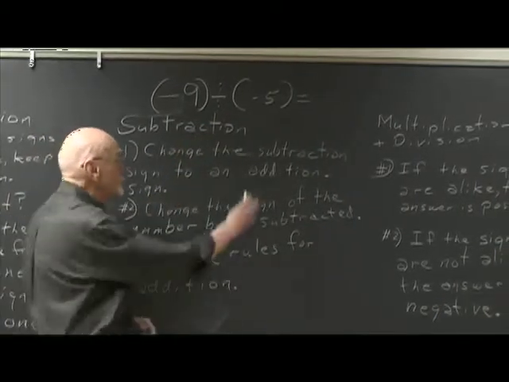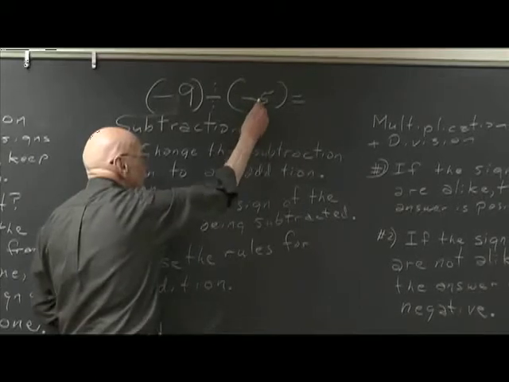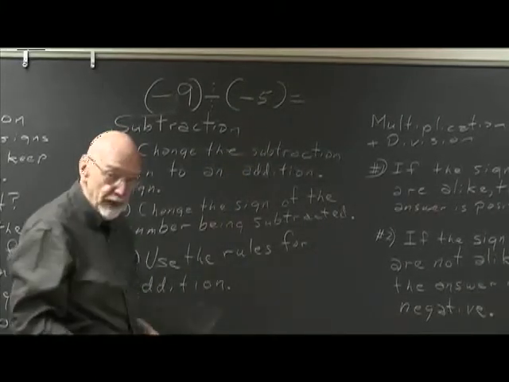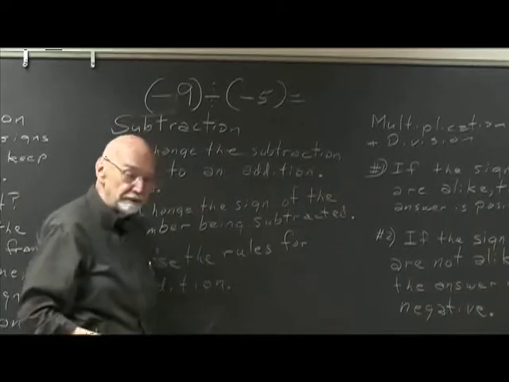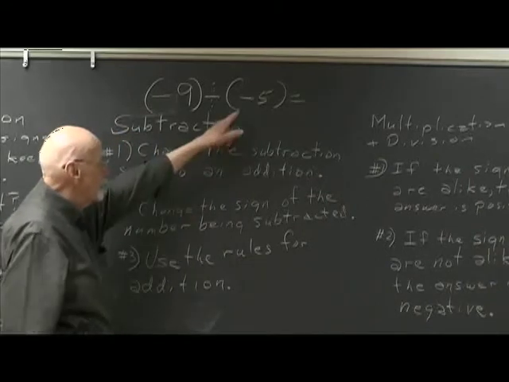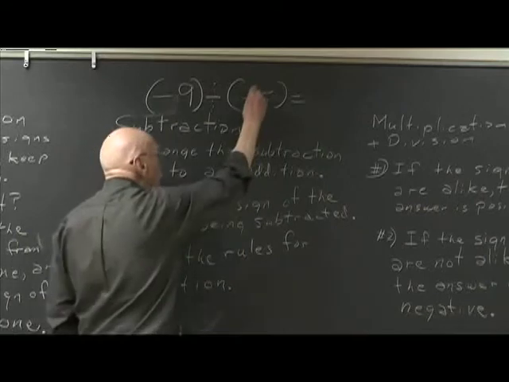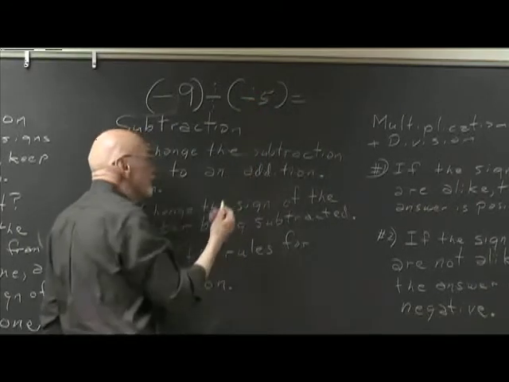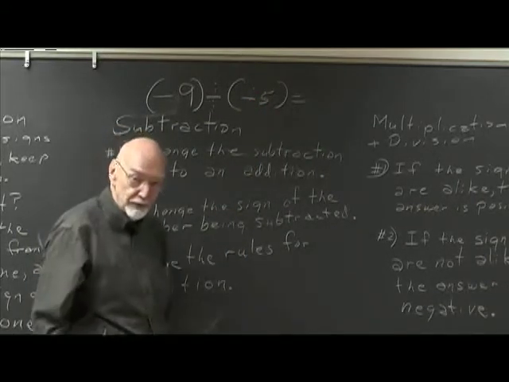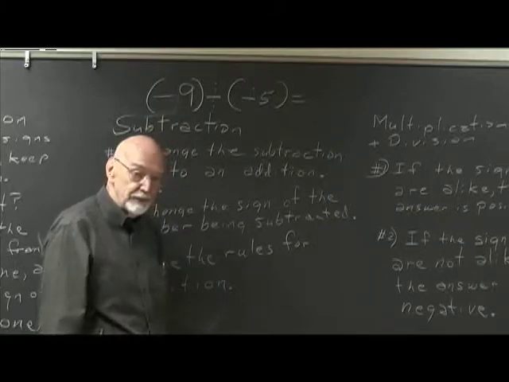Rule number 2, change the sign of the one being subtracted, which is always the one on the left. This is negative. We will change it to positive. And we'll show ourselves that we did know what we were doing, and we changed it.